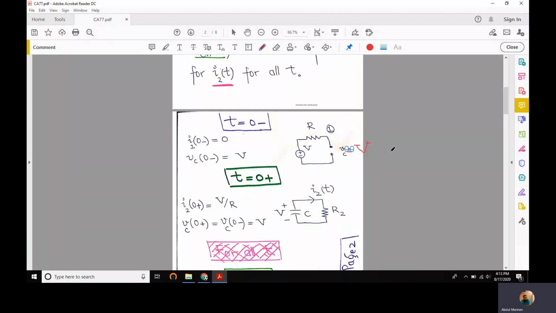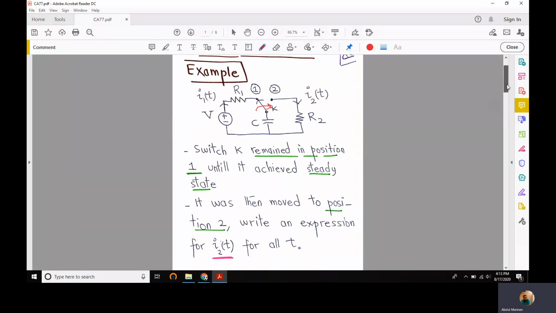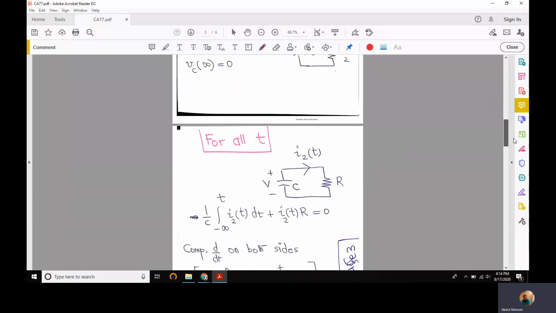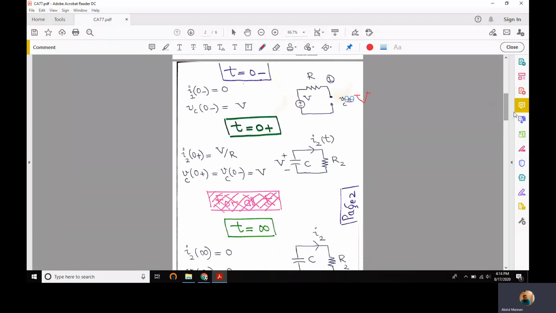And then what happens at time t is equal to 0 plus? This means that after we have moved the switch to this position, we'll have a capacitor charged at a voltage V and this R2 in the circuit. And we have to find this I2 of t, the current flowing through this resistor R2 for all values of t. So what happens at time t is equal to 0 plus, just after we have moved the switch to position 2?